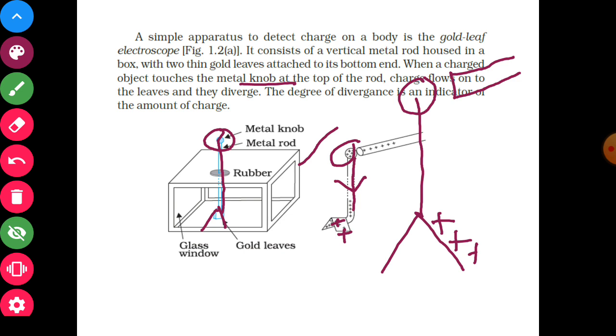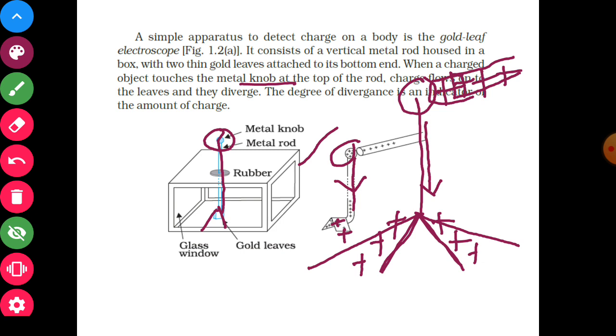Okay, and this object is brought in contact when the charged object touches. Say this is the object which is brought in contact with this. So the positive charge will transfer onto this gold leaf. This gold leaf will also have the positive charge on it. So what will happen? Both are having positive charge. They will be repelled. They will go away from each other. There will be more separation between these gold leaves, or they will diverge from each other.